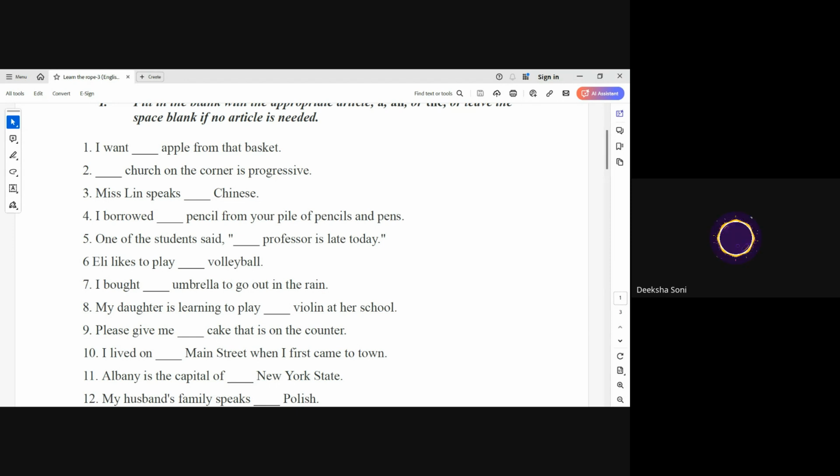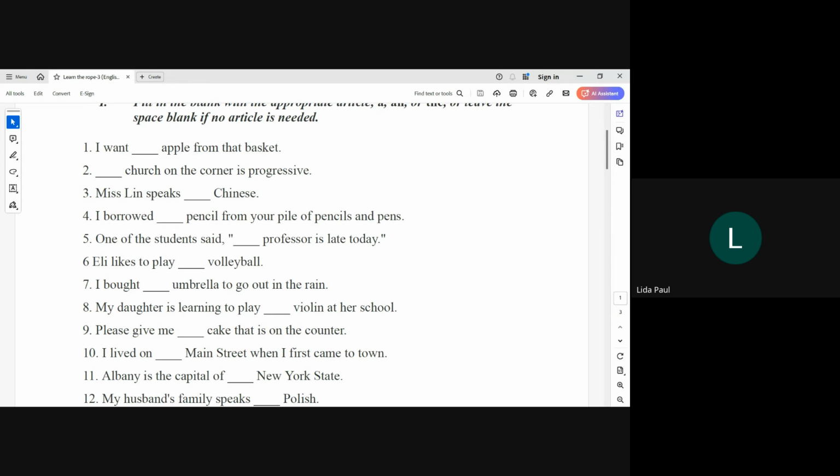An apple. Okay, an apple. Second one, dash church on the corner is progressive. The church. This has to be "the", because the context tells you that we are talking about not any random church, but the church on the corner. That is the one which is progressive, not any random church. Since the aspect of specificity is mentioned, you will have to use "the".